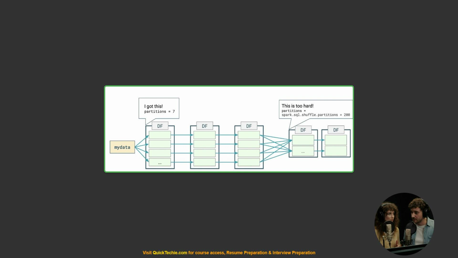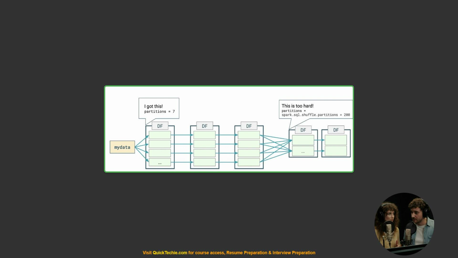The scenario. The image contrasts two scenarios. One where a Spark operation is running smoothly, "I got this." And another where it's struggling, "This is too hard." The difference lies in the number of shuffle partitions used. Let's break down the elements.